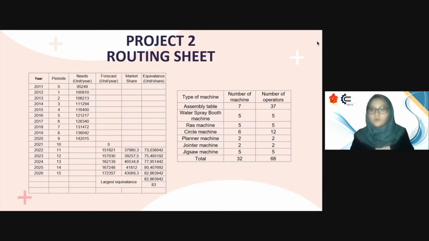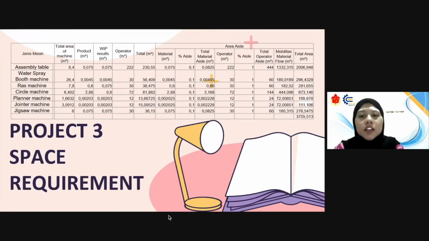And number of operators for assembly table is 37, water spray push machine is 5, brush machine is 5, circle machine is 12, planer machine is 2, jointer machine is 2, jigsaw machine is 2, and total number of operators is 68. Operator and mobility of material. If we sum all of them, we can determine the space requirement for each type of machine, and the total of them is the total space requirement for our production area, which is 3756 square meters.